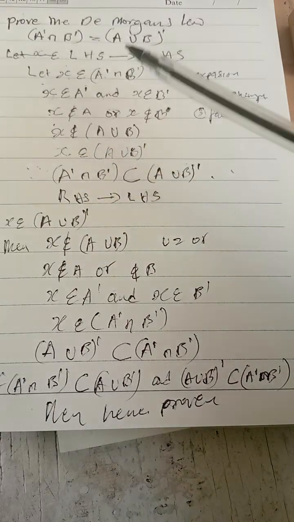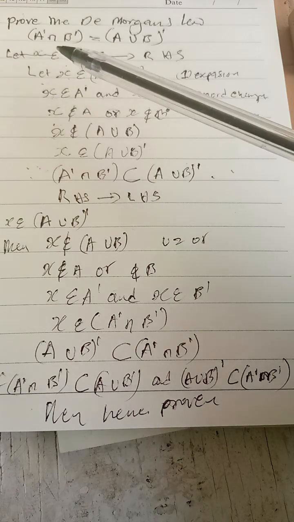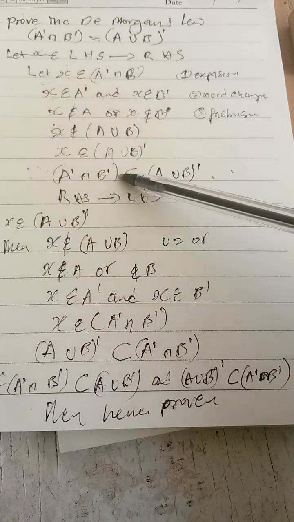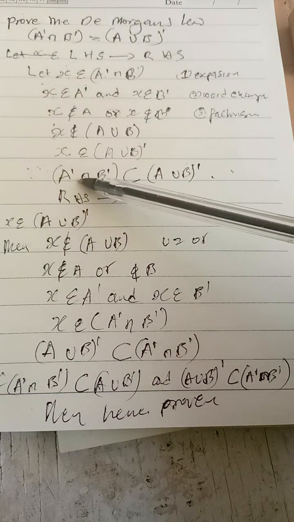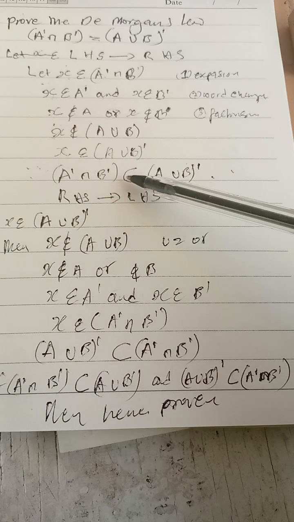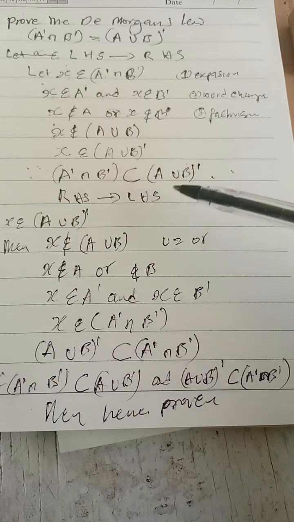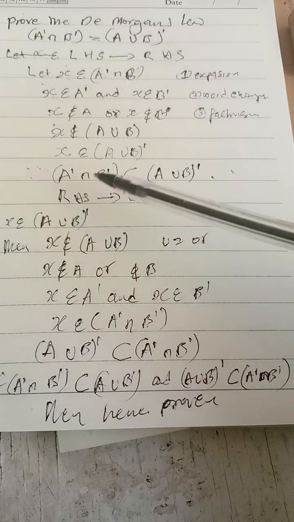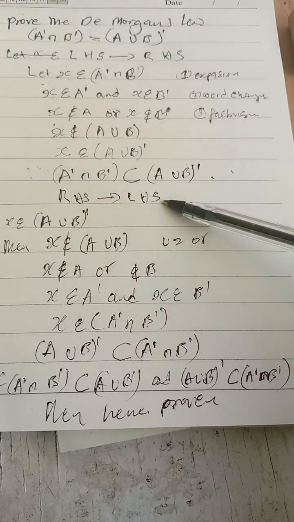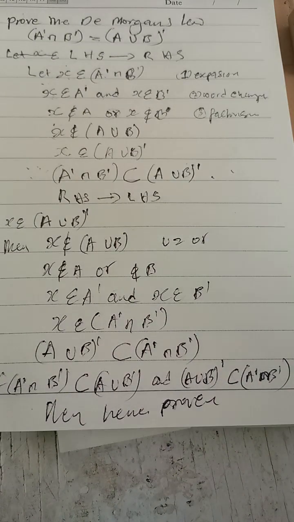Then we start with this, going to the final answer, we write A complement intersection B complement is a subset of A union B complement. You do the same thing, right-hand side to the left-hand side, then we have obtained this solution. Thank you.